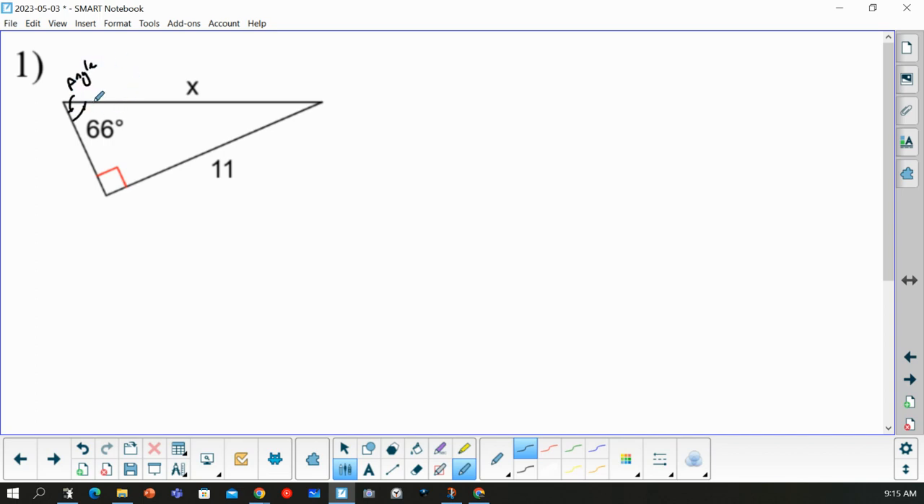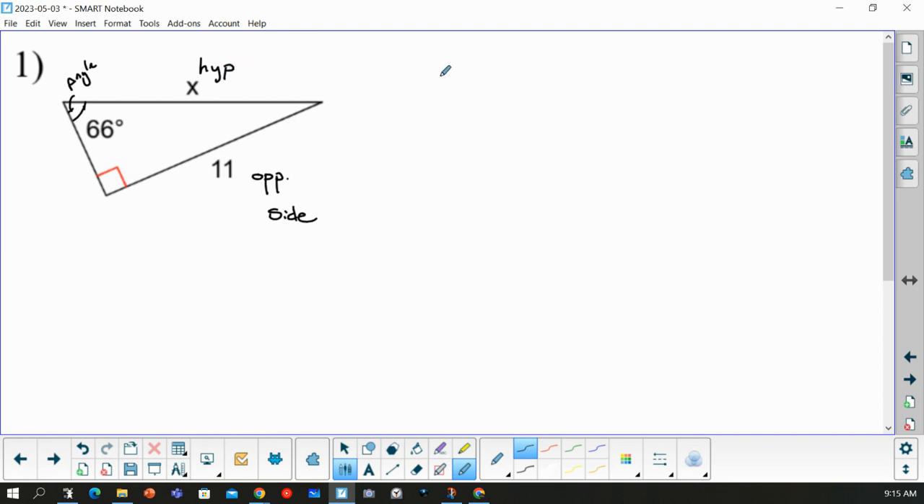Now, from the perspective of this angle, 11 is on the opposite side of this triangle, so this would be the opposite side. The x, in this case, wouldn't be called the adjacent side because when we're talking about a side, we're talking about one of these two legs. Since the right angle is here, x would have to be the hypotenuse.